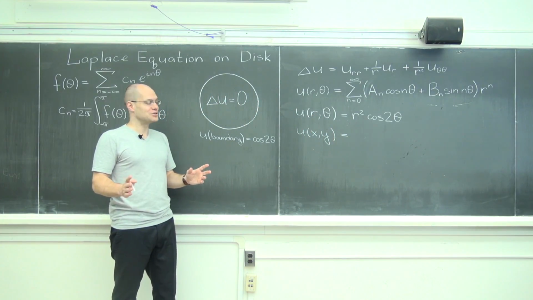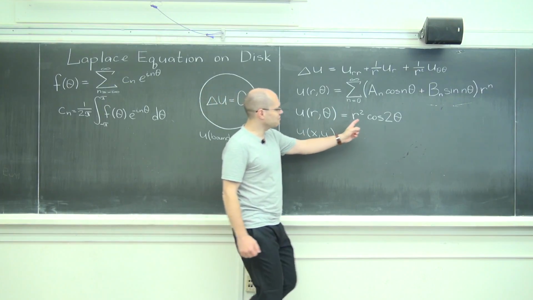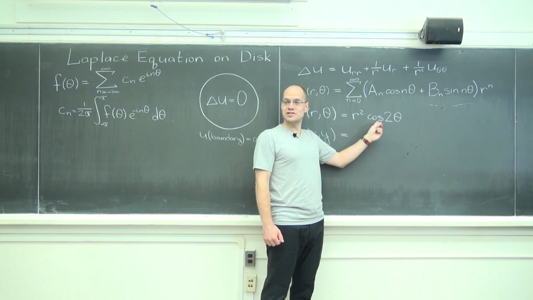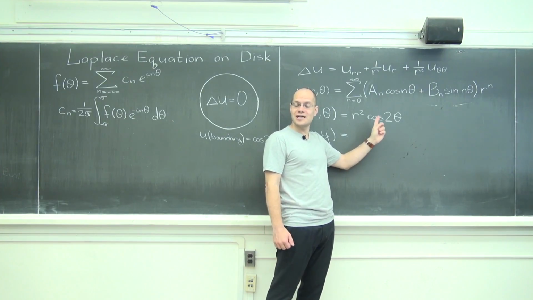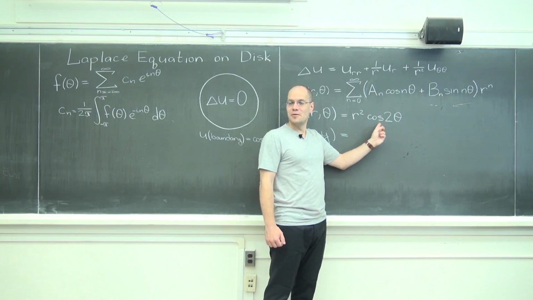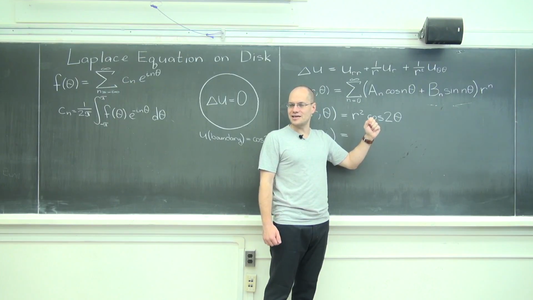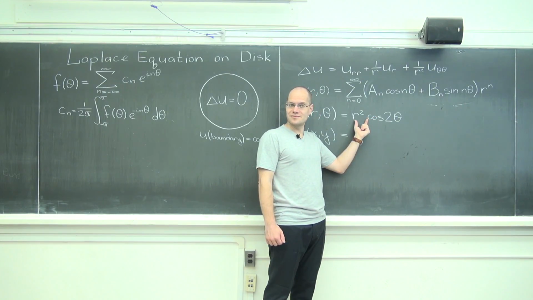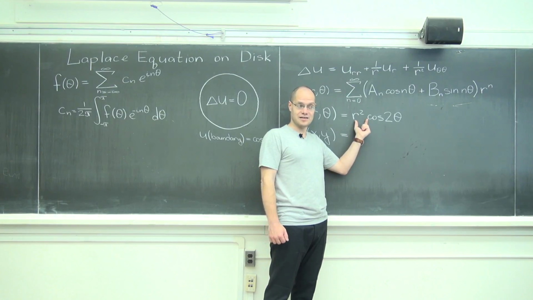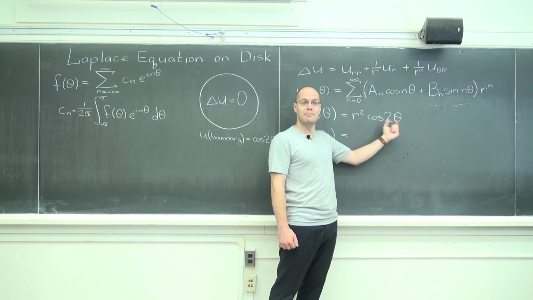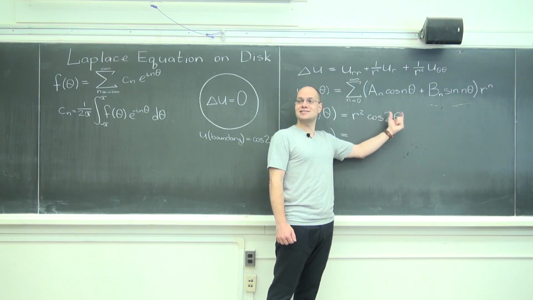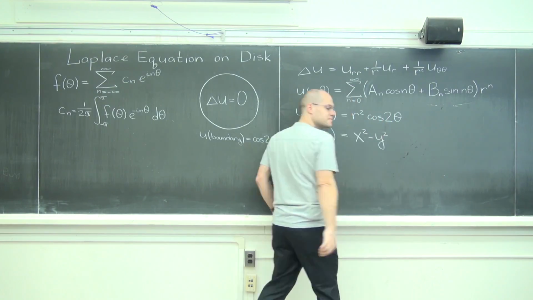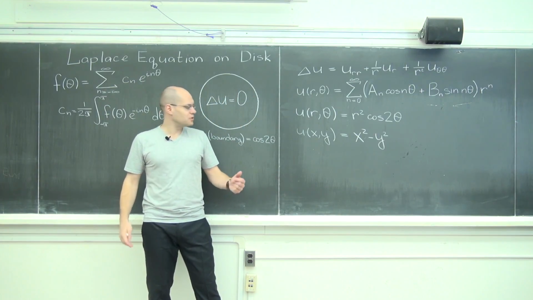A much better way to do it is to remember the double angle formula, I think it's called. Cosine of 2 theta is cosine squared theta minus sine squared theta. So this is r squared cosine squared theta, which is x squared, minus r squared sine squared theta, which is y squared. And that's the solution to the problem.